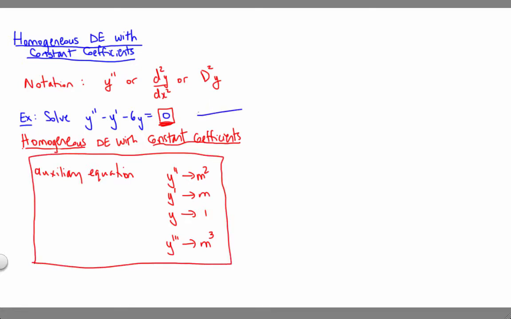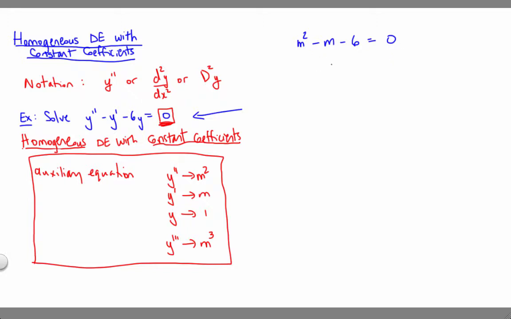So let's look back at our DE and we'll create our auxiliary equation. Y double prime becomes m squared. We keep the coefficients in place, so we're going to go minus, y prime gets replaced with an m, and then for the y term again we're keeping the correct coefficient, so we're keeping the -6, and the y just becomes a 1. So we don't really need to write down that 1. We're just really saying that -6y term becomes a -6. Okay, and then we set that equal to 0. So that is our auxiliary equation.